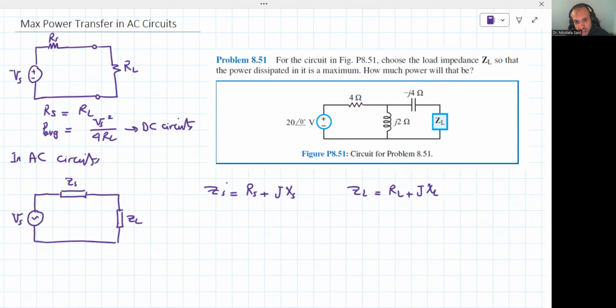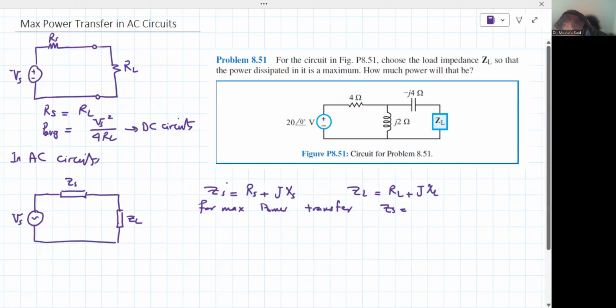So what is the condition here for maximum power transfer? It's not that ZS equals ZL like in the DC circuits. No, ZS should be equal to ZL conjugate. That means RS must be equal to RL, and XS must be equal to minus XL. Conjugate means it flips the sign of the imaginary part. So XS equals minus XL, whatever you want.